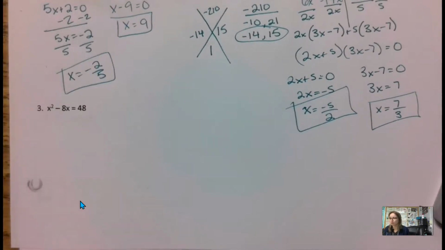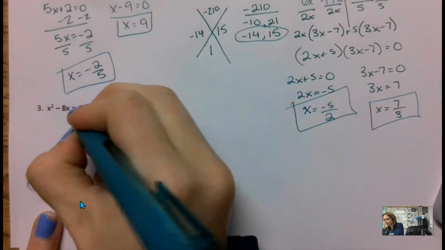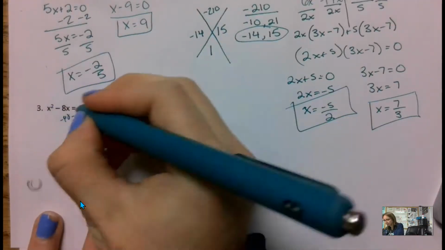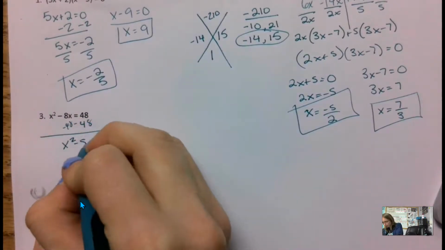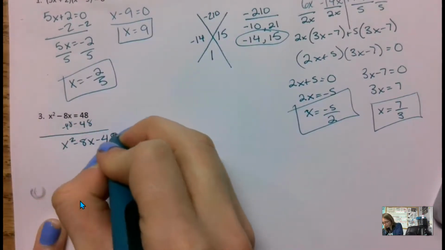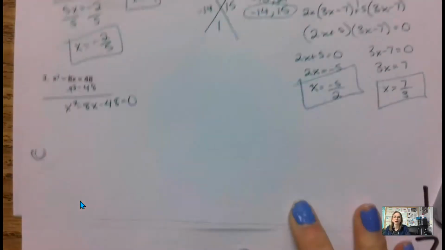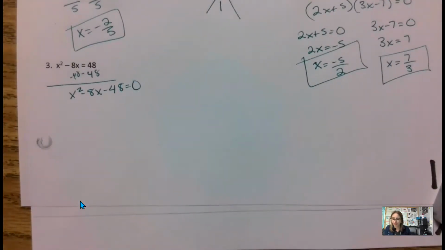Okay, well, is this set equal to 0? No, it's set equal to 48. So we need to fix that by subtracting 48 from both sides. So then we would end up with x squared minus 8x minus 48 equals 0. And now we're just going to factor. I want you to go ahead and pause this and try and do this on your own. And then when you're done, you can listen to me or just skip to see what we got.